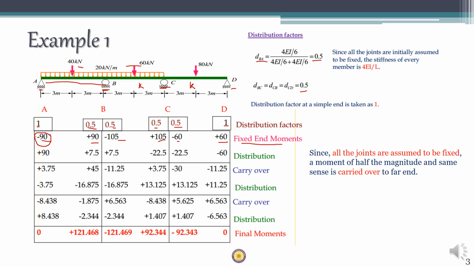So you have to apply an opposite moment, which is positive 90 multiplied by the distribution factor, which is 90 into 1, so it is plus 90. Okay, so this is the distribution at joint A. At joint B, if you take the sum of these two moments, you get a value of minus 15. So minus 15 is the unbalanced moment. In order to balance that, you have to apply plus 15 multiplied by 0.5. So that will go here: 0.5 into 15, which is 7.5 here, and 0.5 into plus 15, which is again 7.5.